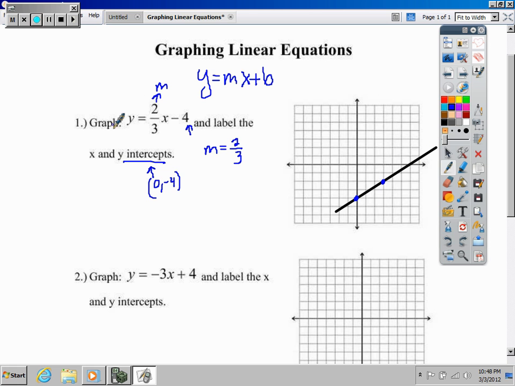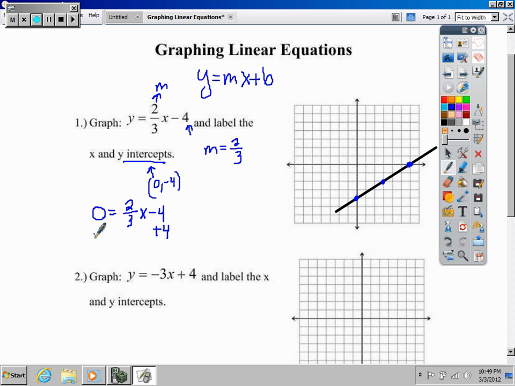Now they are asking about the x-intercept as well. That's where it crosses the x-axis. I could kind of guess that it would be at 1, 2, 3, 4, 5, 6, but to make sure that that's the case, I would replace the y with a 0. So I'd say 0 equals 2/3 x minus 4.